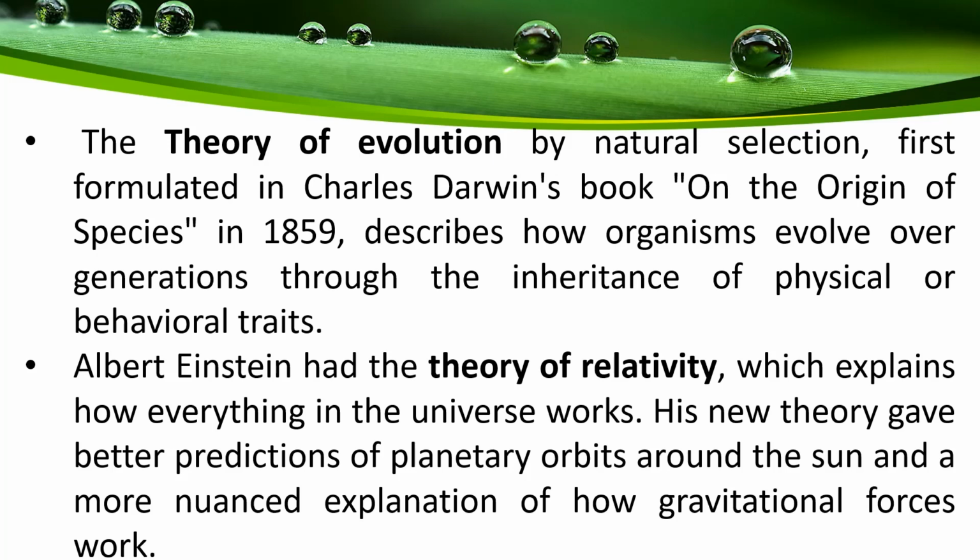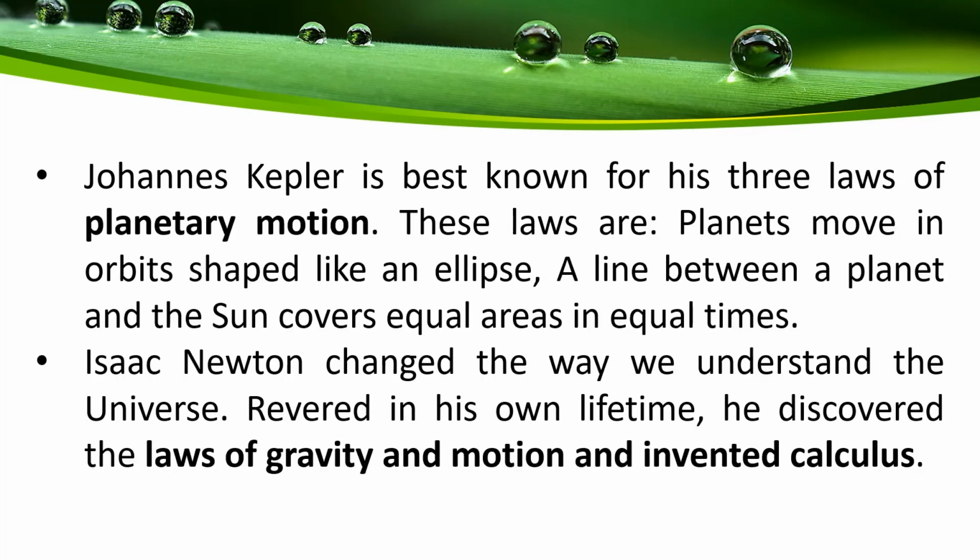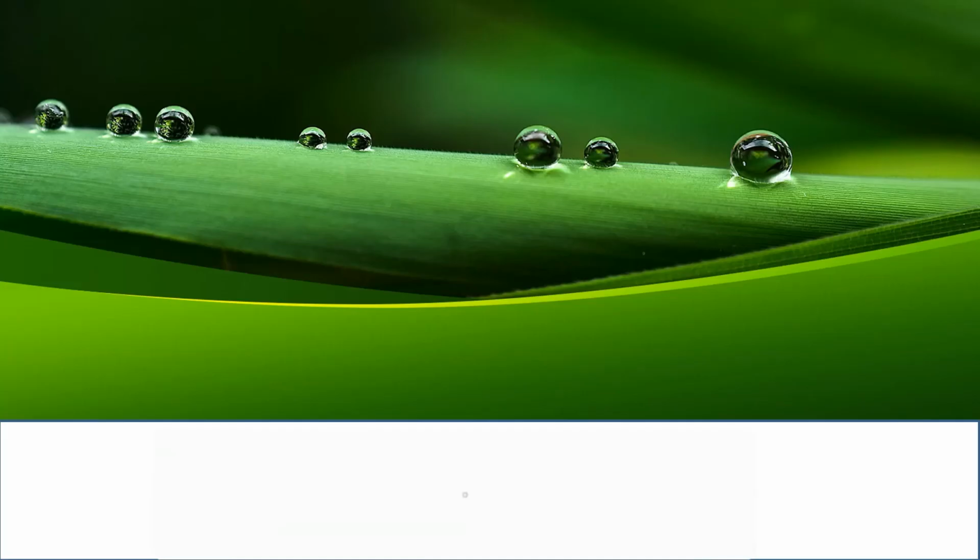Si Einstein naman, siya naman ang pinanggalingan ng theory of relativity. Si Johannes Kepler naman, siya ay mas kilala sa 3 laws of planetary motion. Whereas, si Isaac Newton naman, siya naman yung nag-discover ng laws of gravity and motion at siya rin ang nag-invent ng calculus. So, that's all for this review material.